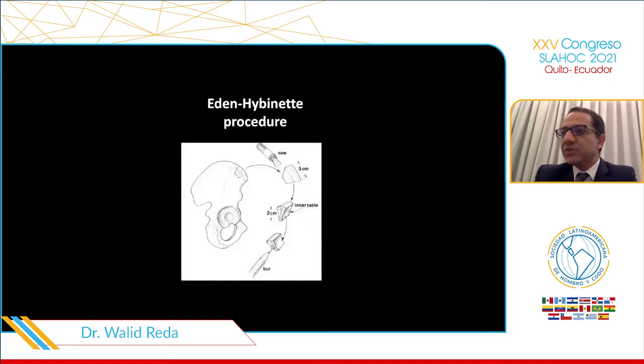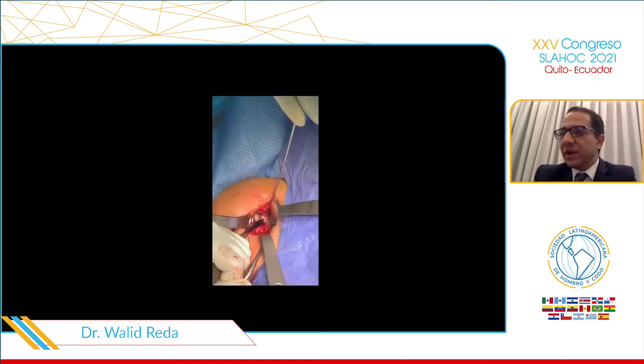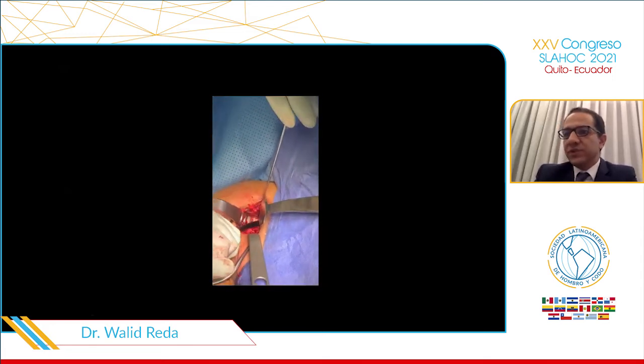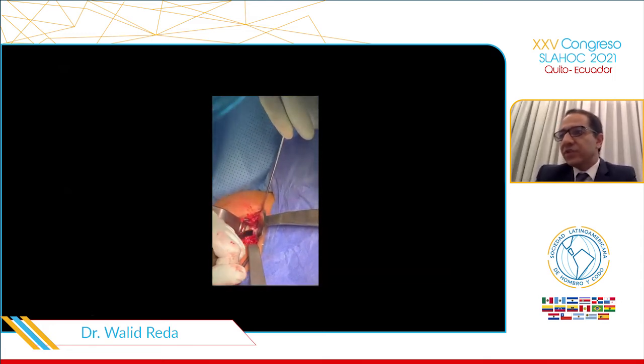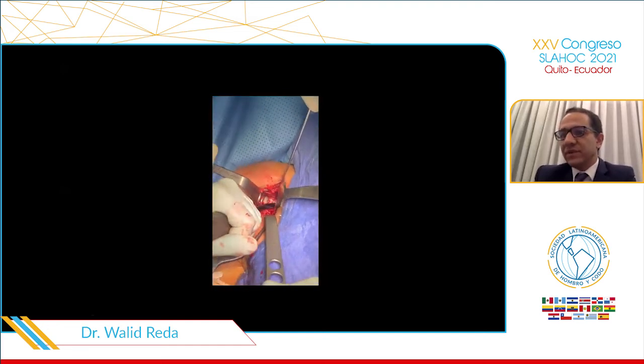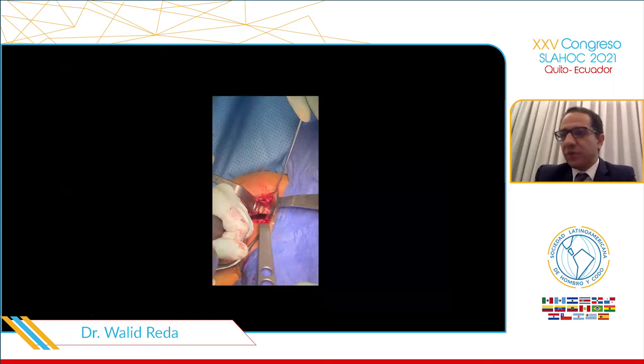The Eden-Hybinette procedure has the same target of increasing the glenoid arc, but this time by using an autologous tricortical iliac crest graft. We all know the technique very well, but I would like to stress 3 points common in the 2 procedures. First, to avoid the complication of graft non-union, we must do proper refreshment of the anterior glenoid as a bed of the graft we put.